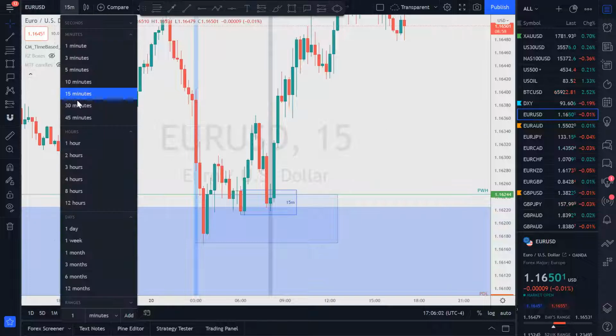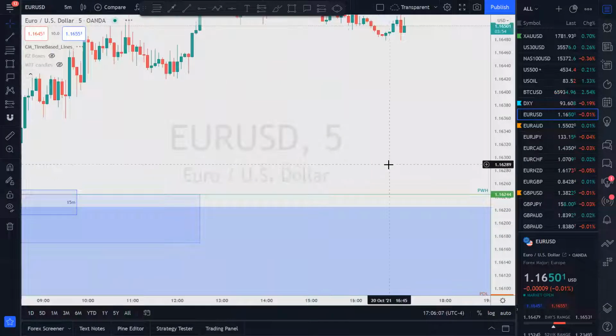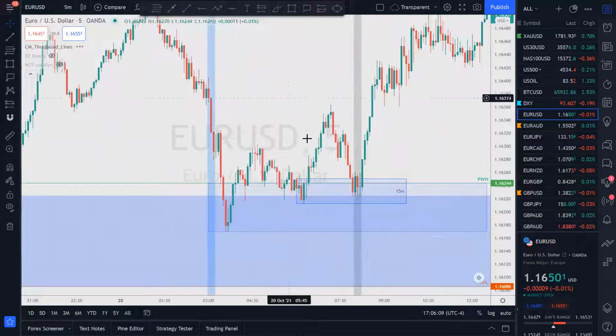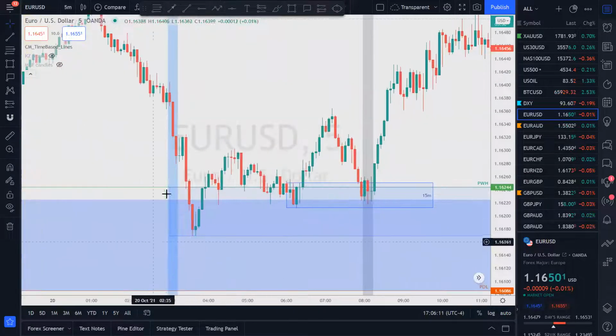Now I'm going down to the 5 minute because we're over here right now in London, right? And we haven't seen the New York session start yet. We came down deep into this 4-hour order block, right? This 4-hour demand zone, and we see how price reacted, making a higher high, higher low, higher high.